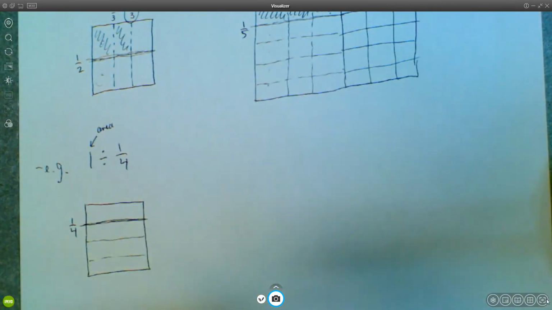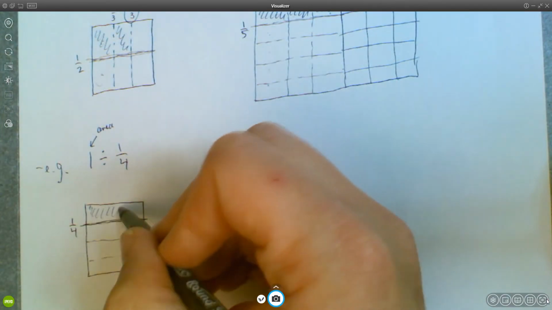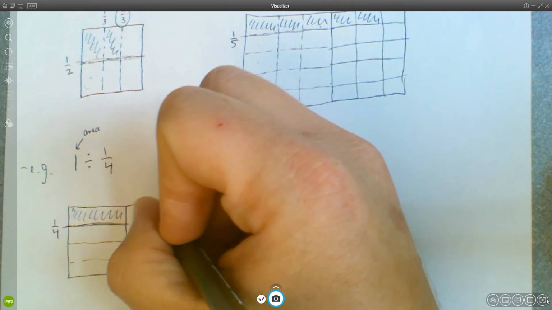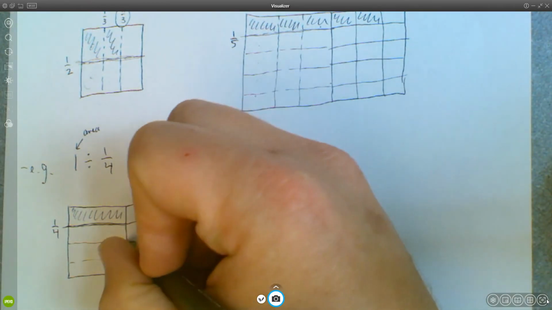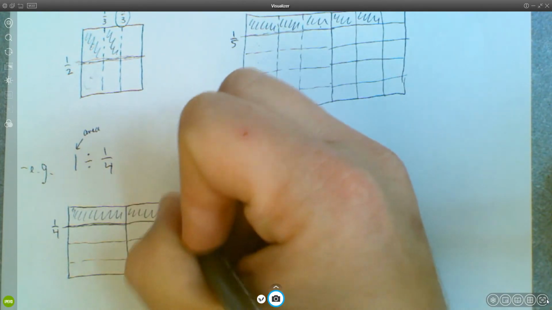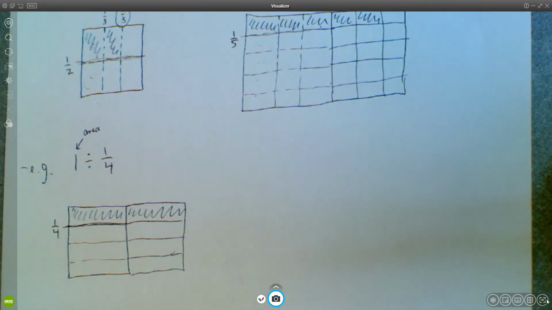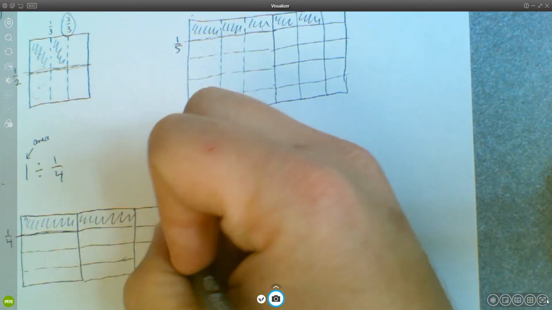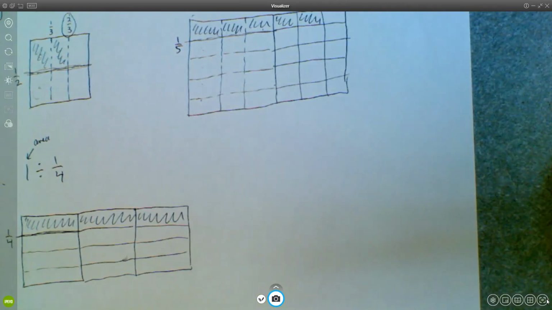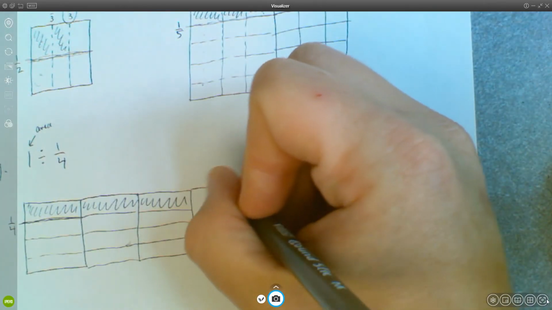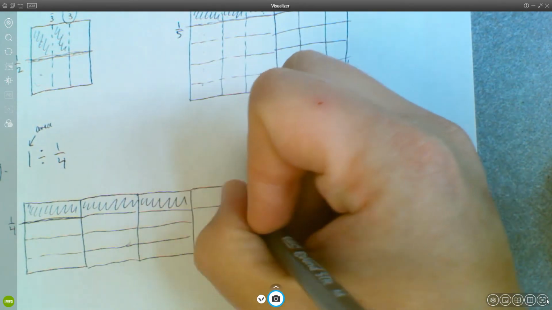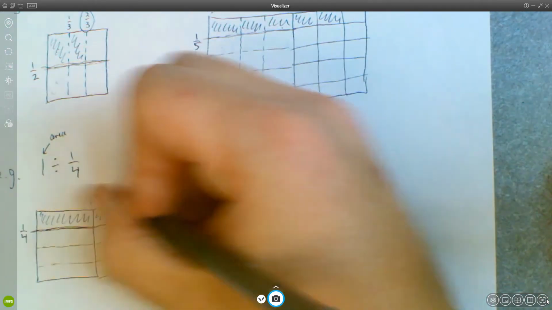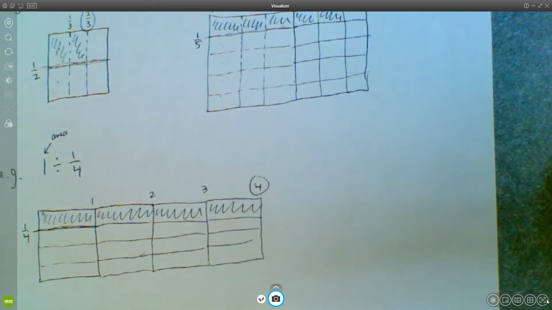But I'm trying to make an area of 1. So if I take this entire fourth, well, that's 1/4, but I need more, right? So I'm going to hand myself another unit. Now I've got 2/4, which is still not enough, right? Hand myself another unit. Now I've got 3/4, still not enough. But if I hand myself another unit, then I get 4/4, and that's equal to 1, right? So my answer is 4.